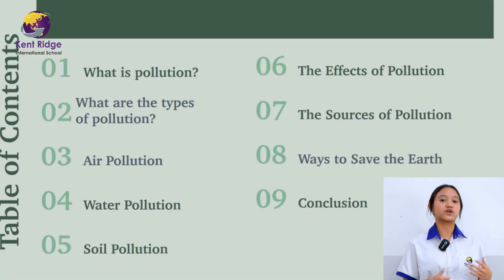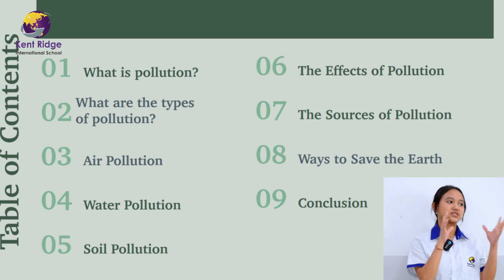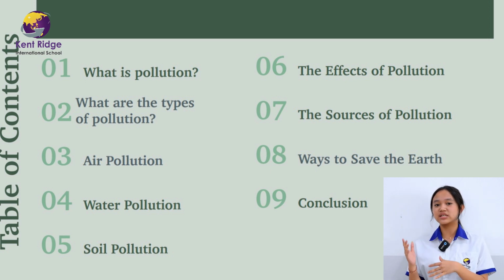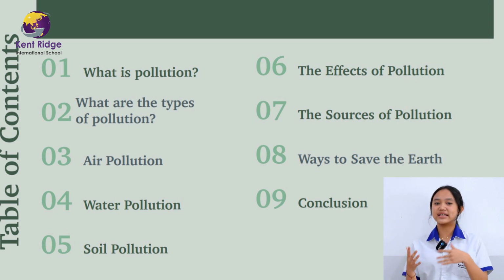And here we are again to discuss pollution. First, let's briefly go through the contents that we'll be discussing today. First, we're going to talk about the overall definition of pollution, and then the types of pollution, so what there are. That includes air pollution, water pollution, and soil pollution. And then we're going to move on to talk about the effects of each type of pollution. And then we're going to talk about its source, so where it comes from and what creates and forms it. Moving towards the end of the presentation, we're going to talk about the ways to save the earth and prevent these types of pollution from happening. And then we're going to end it off with a conclusion.